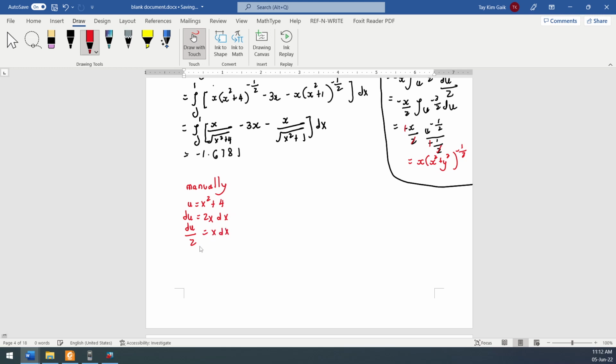Okay, and then the integral x over square root of x squared plus 4 dx will become, x dx is actually half of du. You have x squared plus 4 is u, so you have half the integral of 1 over u power half du. This is integrating manually using the substitution technique. The square root of x squared plus 4 is, where u is x squared plus 4, so u power half.